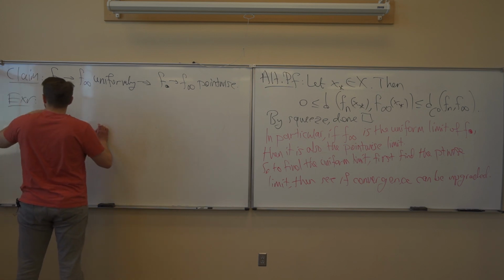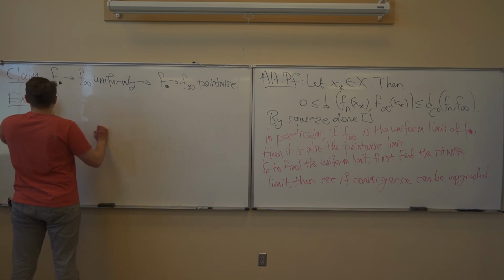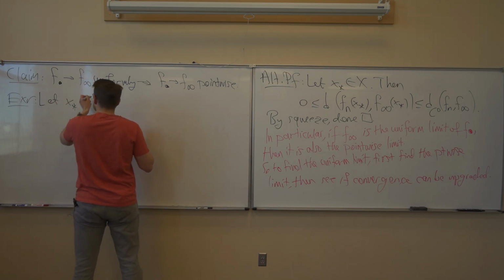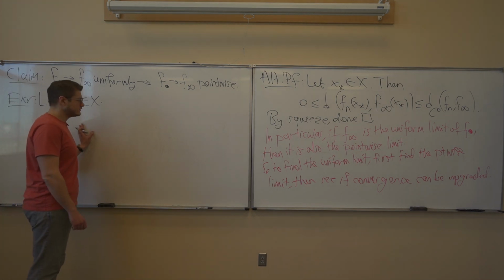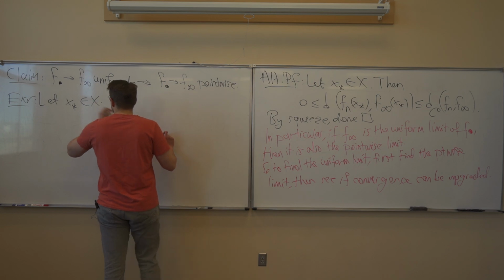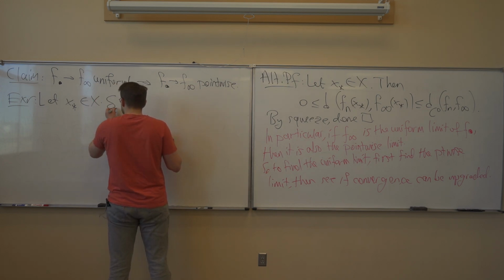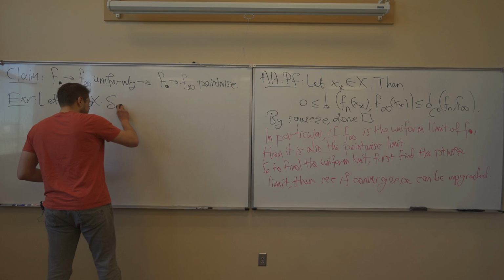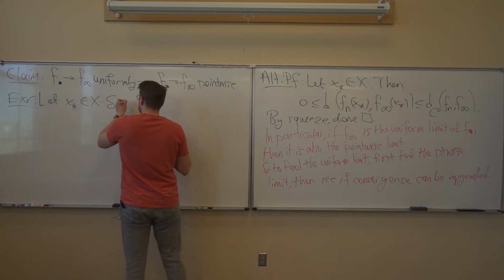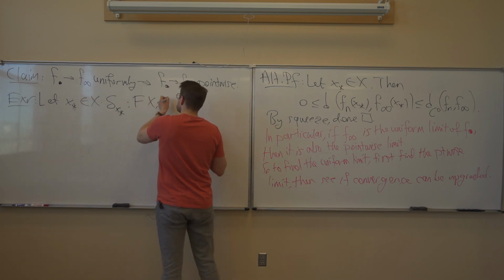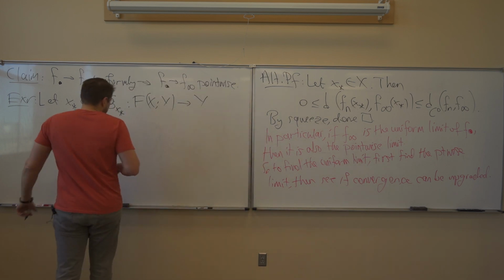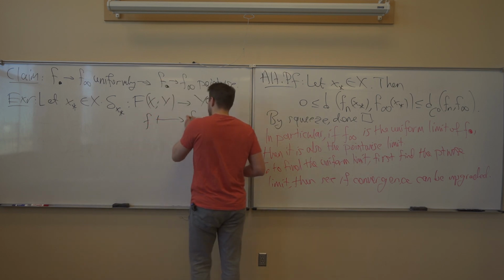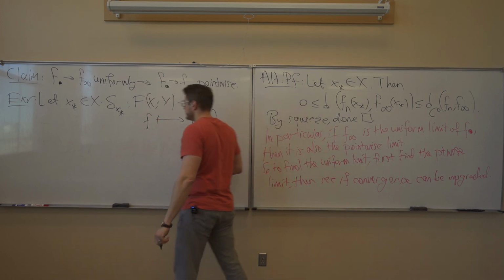Let's write it like this. Let x star be a point in X. Same setup. I have two sets, X and Y. Y has a metric d on it, so that I have the C0 distance. What I'm saying is that delta sub x star, from the set of all functions from X to Y, that takes a function f and sends it to f of x star, is continuous.